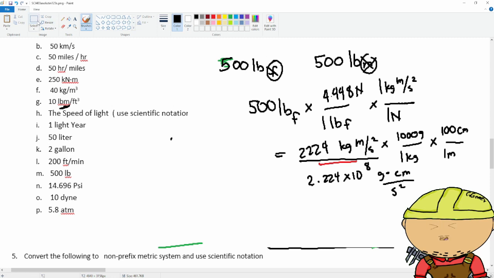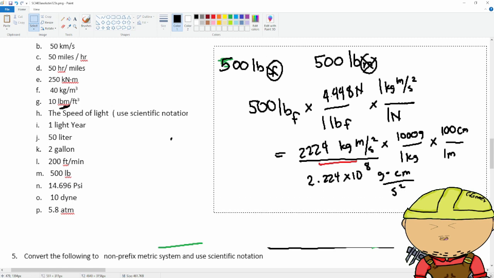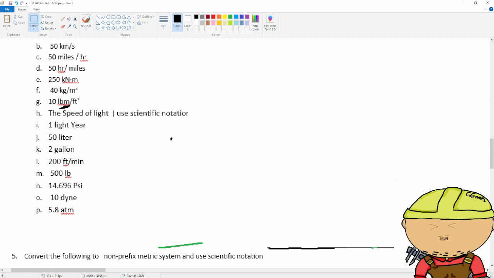For that instance, we're going to do pound force. If it's pound mass, we can just convert it by 1 kilogram is 2.205 pound mass. Okay? 14.696 psi. Convert it to MKS.